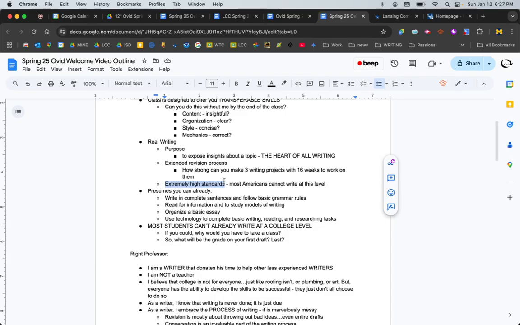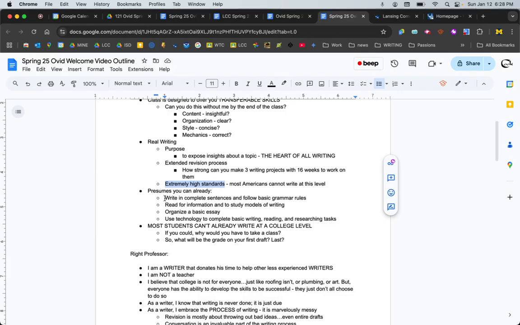37% of Americans have a 4-year degree. You're taking this class because it serves as first year composition for an associate's or bachelor's degree. So you're taking this because you want to pursue your education. And the truth is most Americans cannot write at this level. So we're not talking about high school writing. We're talking about college writing.